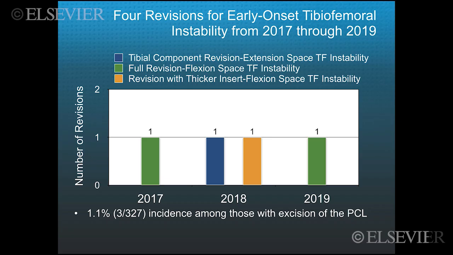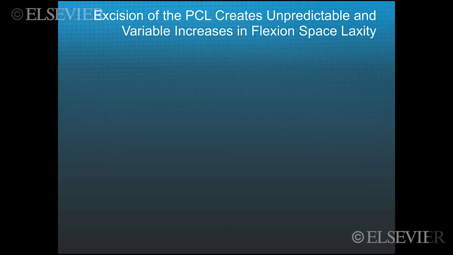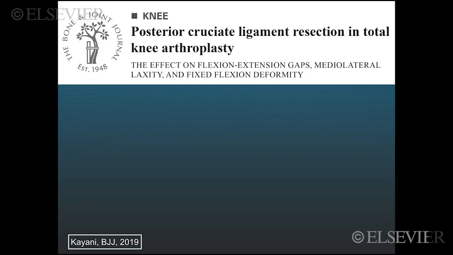So we had a 1% incidence, or 3 out of 327, of early tibiofemoral instability in those patients with excision of the PCL, and we had none, a 0% incidence, among those with retention of the PCL. So it looks like, at least in this limited experience of 1,500 knees or so, that excising the PCL increases the incidence of tibiofemoral instability. The excision of the PCL creates an unpredictable and variable increase in flexion space laxity, and this was something we didn't really have a hand on.